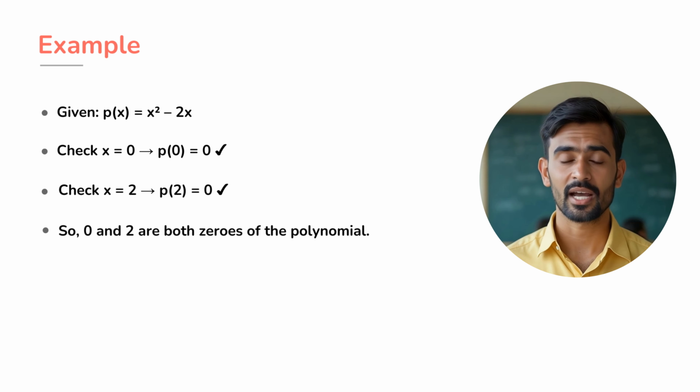Let's walk through an actual example from your NCERT book. Consider the polynomial p(x) = x² - 2x. We are asked, are x = 0 and x = 2 the zeros of this polynomial? Let's check them one by one. First, substitute x = 0: p(0) = 0² - 2 × 0 = 0. Now substitute x = 2: p(2) = 2² - 2 × 2 = 4 - 4 = 0. Since both values give us 0, we can confidently say 0 and 2 are zeros of this polynomial. See how quick that was.